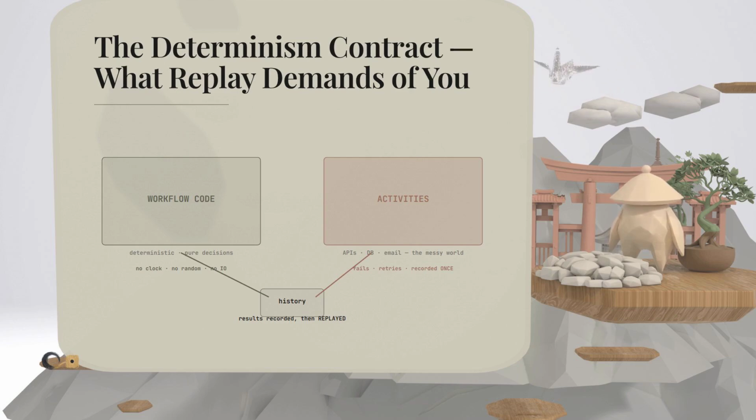Retry is live here too, declared as policy, how often and how many times per activity, instead of being handwritten try-catch pyramids. This boundary is the one real cost of durable execution. You must learn where the line is. Cross it, a sneaky clock read inside workflow code, and replay diverges. Respect it, and your code becomes immortal.